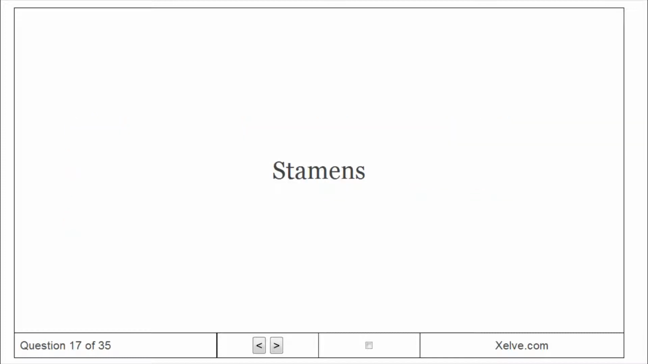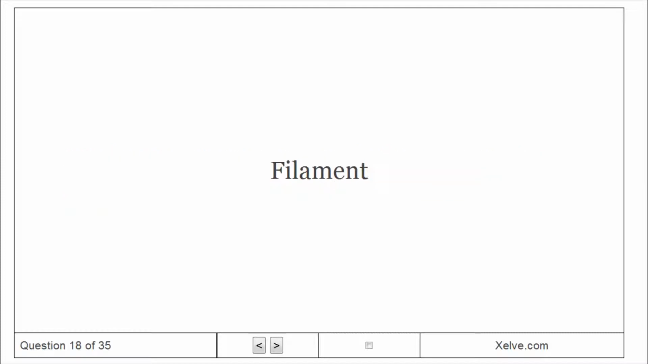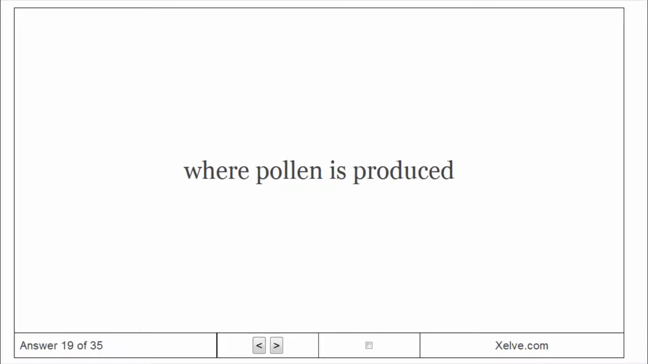Stamens. Produce microspores that develop into pollen grains containing male gametophytes. Filament. Stalk of the stamen. Anther, where pollen is produced.